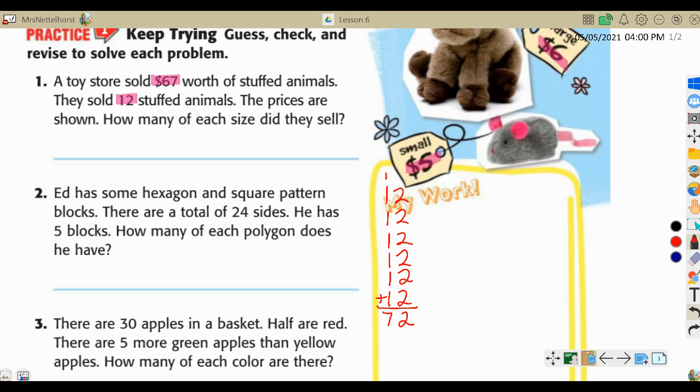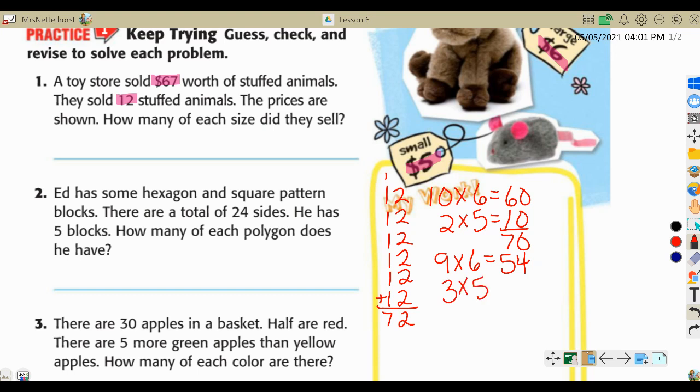So we need to take out some of the $6 ones and put in $5 ones. So we know we didn't sell all large stuffed animals. Okay, so let's say 10 larges. 10 times 6 equals 60, which leaves us 2 of the smalls. 2 times 5, which is 10, that's 70. So that's still too much. So let's try 9 times 6. 9 times 6 is 54. And so then we need 3 of the smalls times 5, that's 15. 4 plus 5 is 9, and 5 plus 1 is 6. 69. Okay, so we need to go down one more.